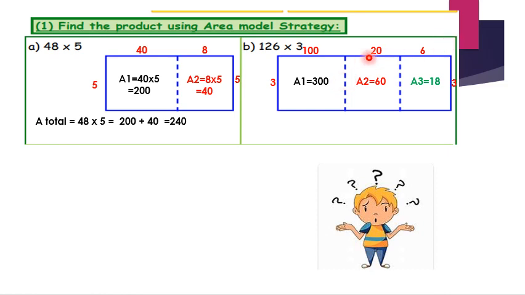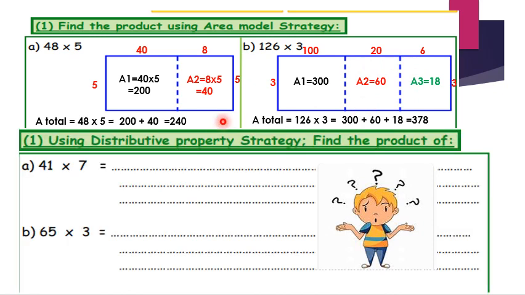Area 3 will be 6 by 3, which is 18. Now I will add the total area together, 300 plus 60 plus 18, which is 378. Let's see the last example using the distributive property.